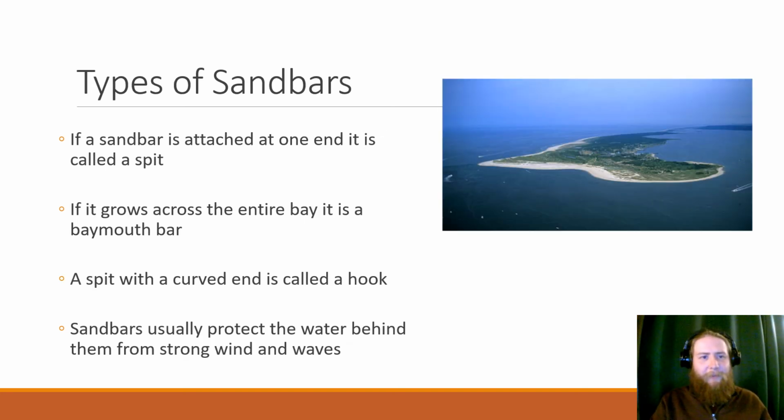There are different types of sandbars. If a sandbar is attached to the main continent at one end, it is called a spit. If this spit continues to grow and it crosses the entire bay, it's now a bay mouth bar. And if this spit has a curved end, it's called a hook.